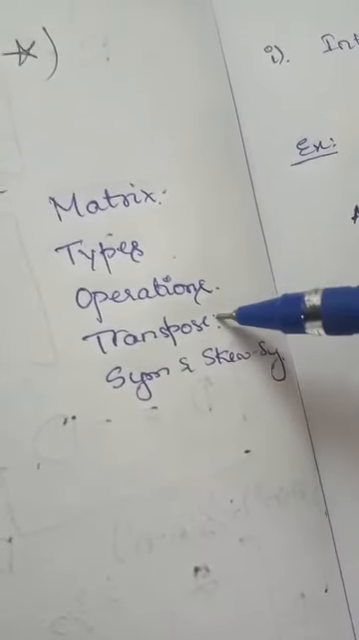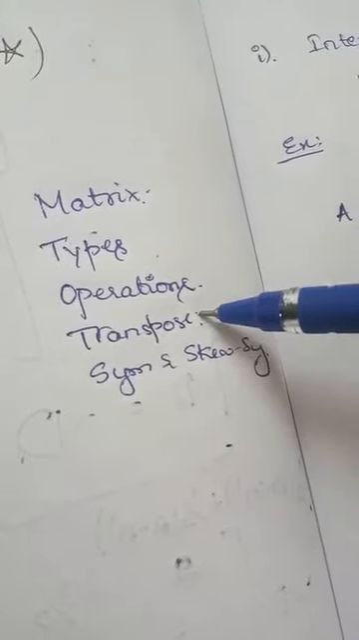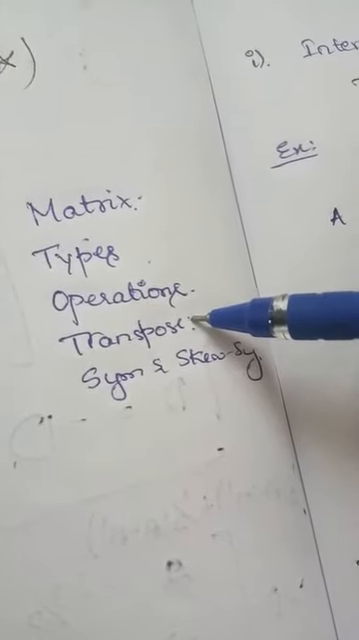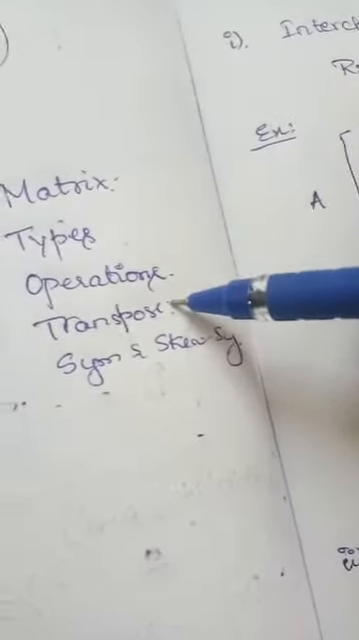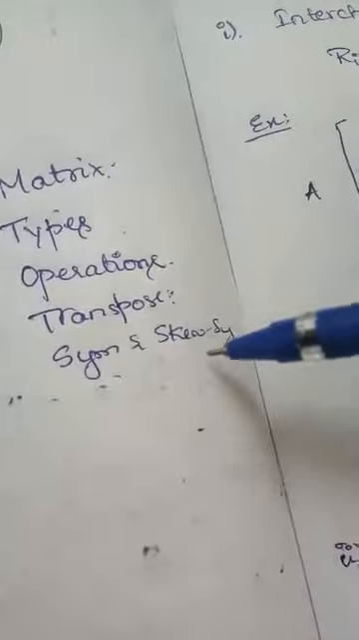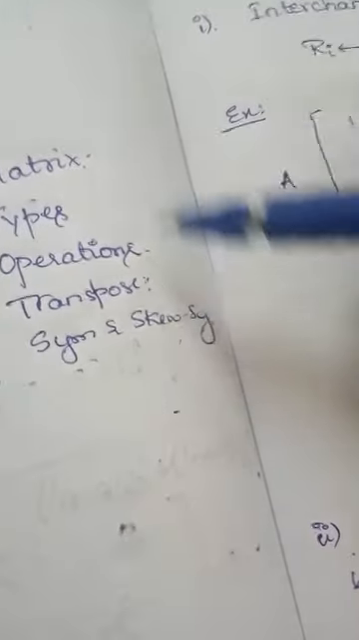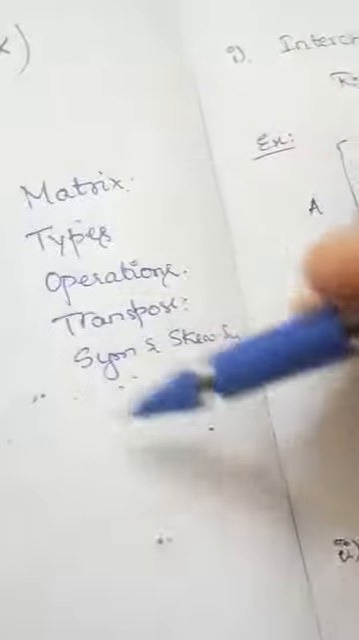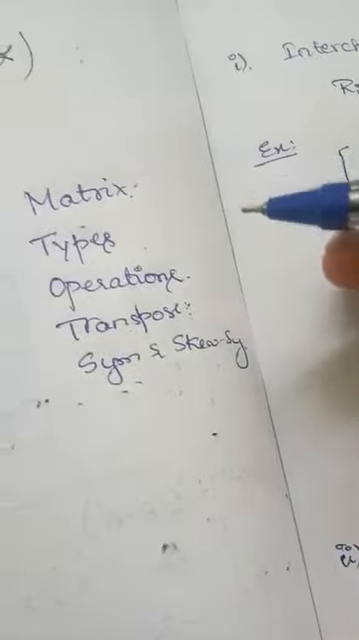Then later we came across the transpose of a matrix. If a matrix is given, how to take the transpose of it, all those things, followed by the symmetric and skew symmetric matrix. So till now we came across all these topics in the matrix section, and today we are going to the last section, that is nothing but elementary operations or transformation of a matrix.